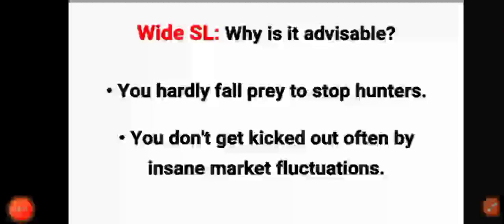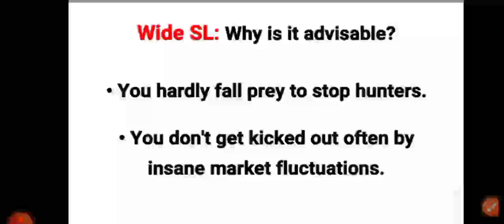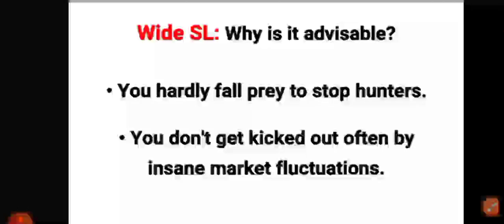But on the other hand, wide stop loss is advisable because you hardly fall prey to stop hunters. Now the stop hunters, they just move the market against what it's supposed to move. Let's say the market is supposed to move up. They place sales because they have enough volume to move the market. It was going up, they move it down, trigger people's stop loss before they exit the market immediately in a matter of minutes or seconds. And then the market starts moving in the intended direction. That is stop hunting. So you hardly fall prey to stop hunters.